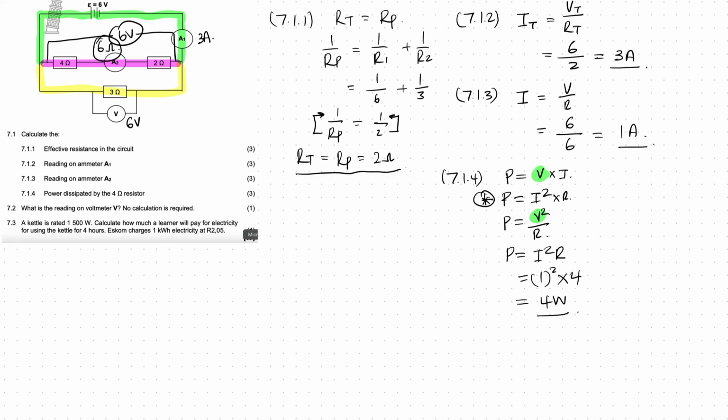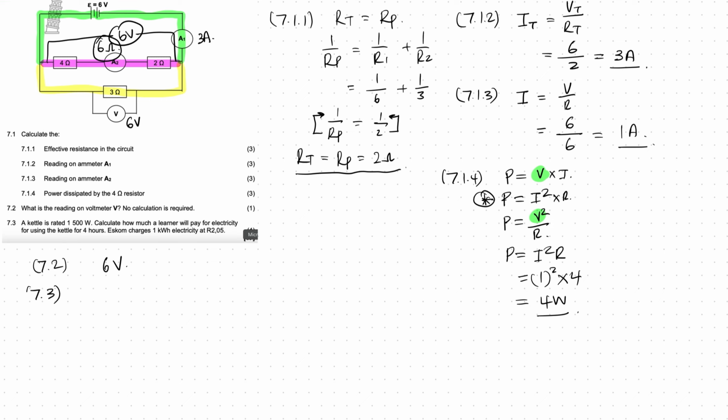Now question 7.2. What is the reading on voltmeter V? No calculation is required. So we mentioned this before. It is going to read 6 volts. Why 6 volts? Because the EMF of the battery is 6 volts and there's only a parallel combination in that circuit. So each branch in that parallel combination is going to be 6.